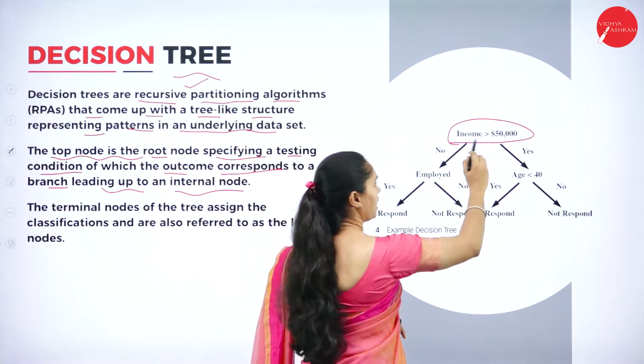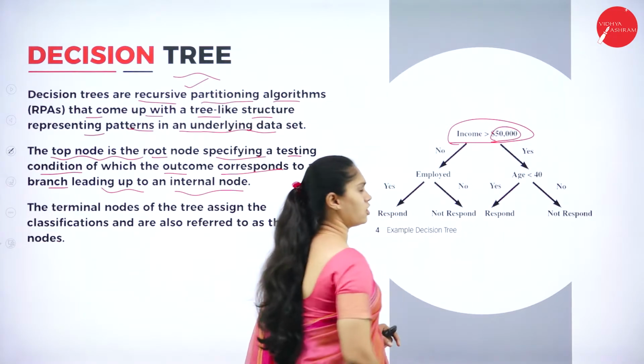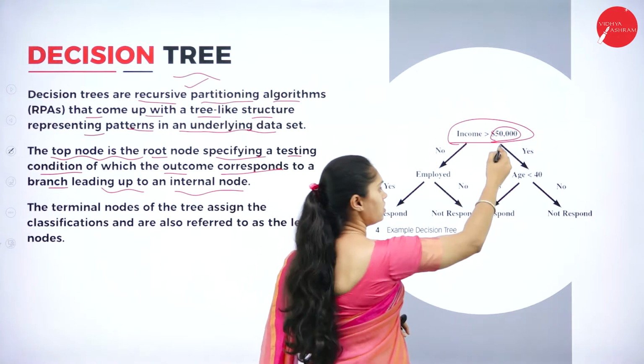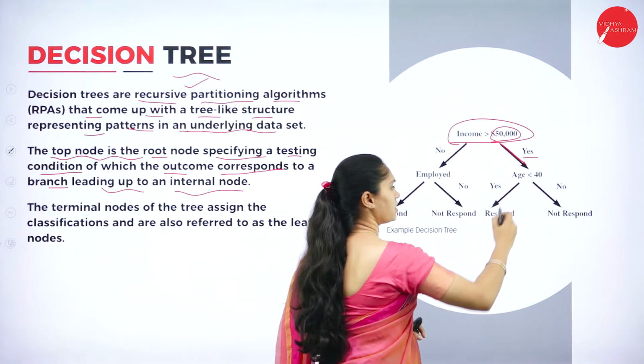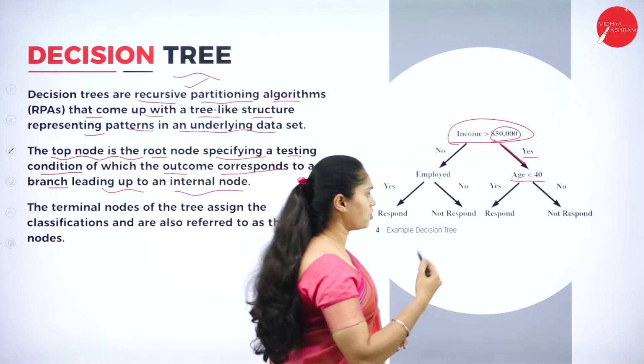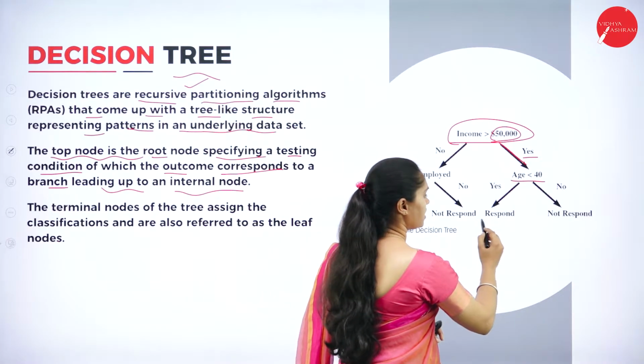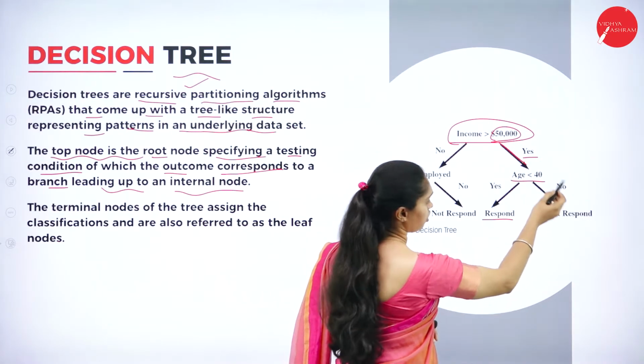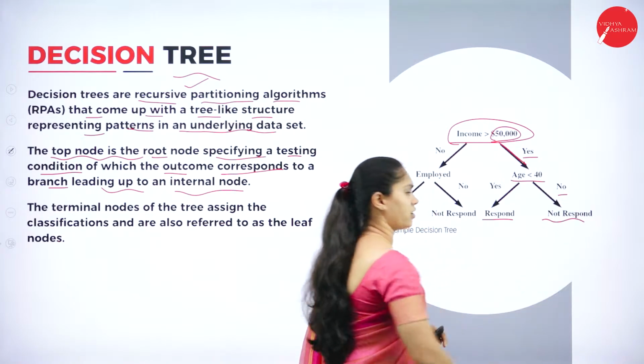You can see that when it is greater than $50,000, if it is true, then it will be yes. Then I will check if his age is lesser than 40. If it is true, that is, if it is yes, then we have to respond. If the age is not lesser than 40, then do not respond.